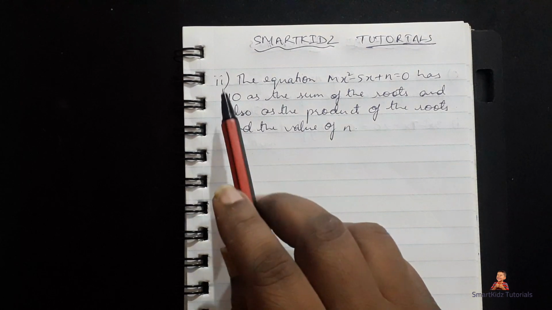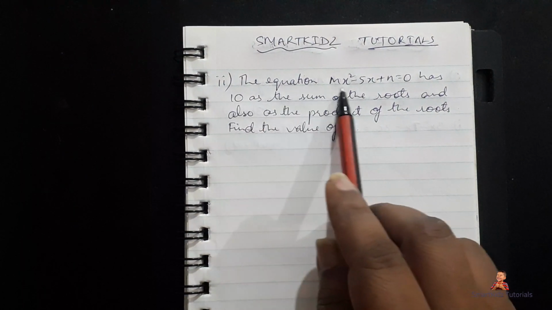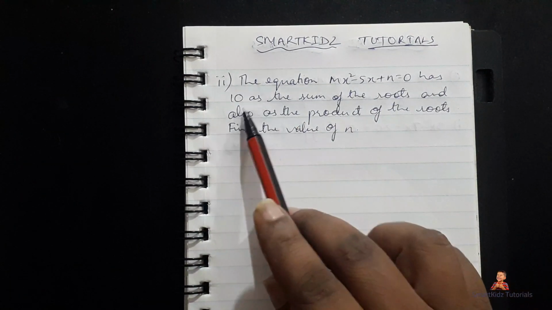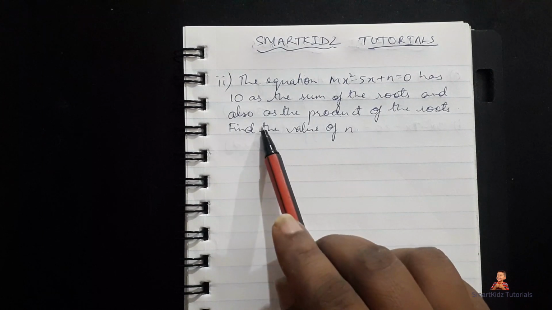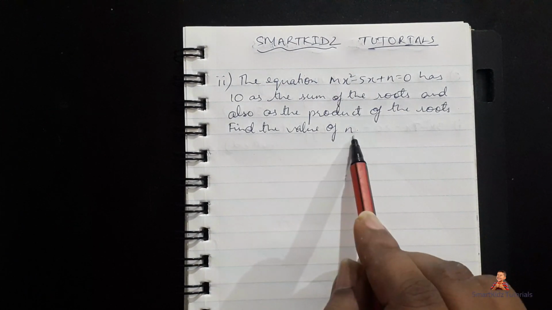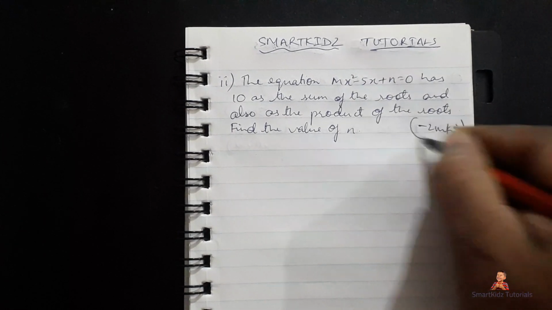Question 4b2 says the equation mx square minus 5x plus n equal to 0 has 10 as the sum of the roots and also as the product of the roots. Find the value of n. So this is also for 2 marks here.